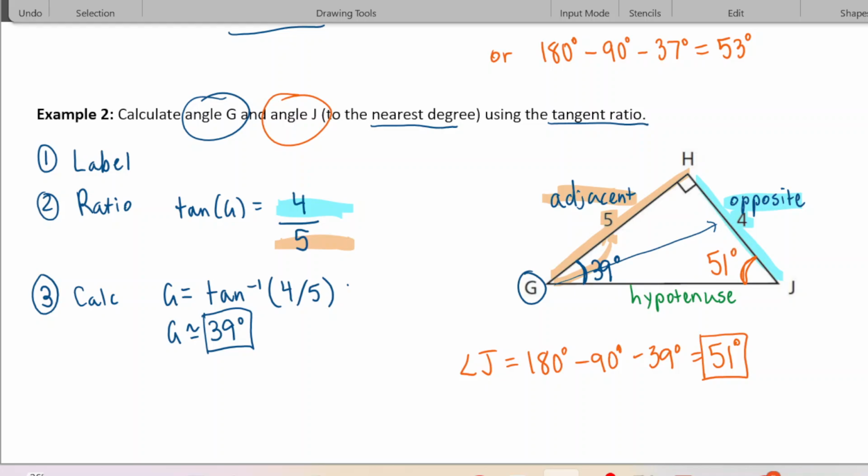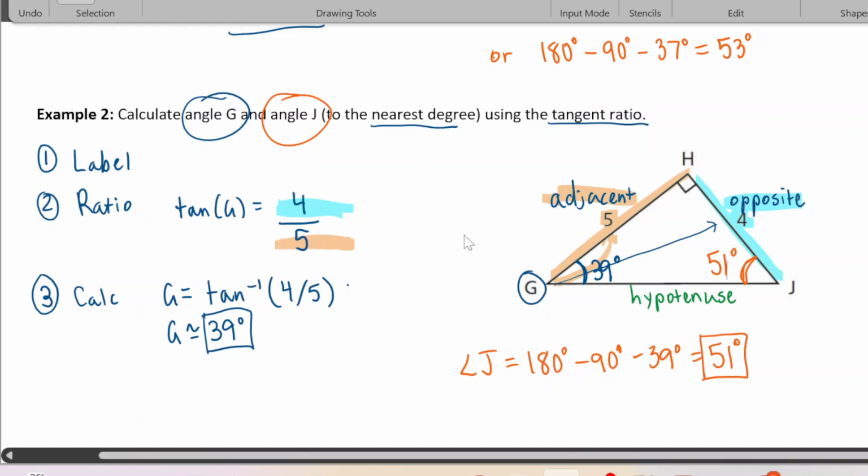Okay, so that's how to use the tangent ratio. You label your triangle, you write down your ratio, and then you use your inverse tan button on your calculator to get the angle.